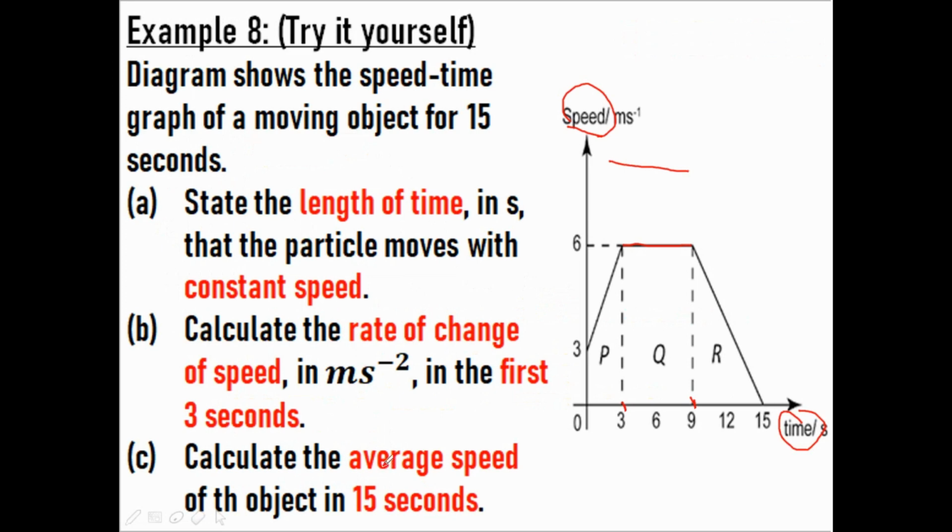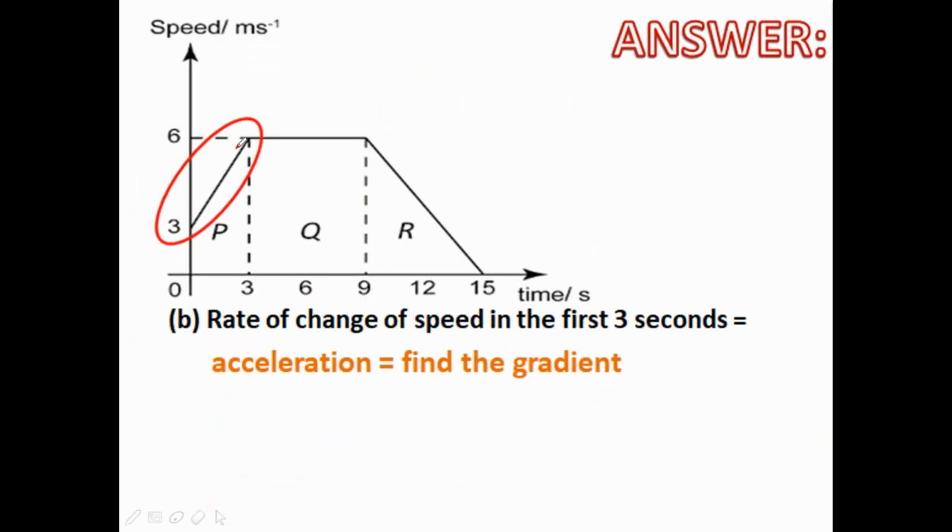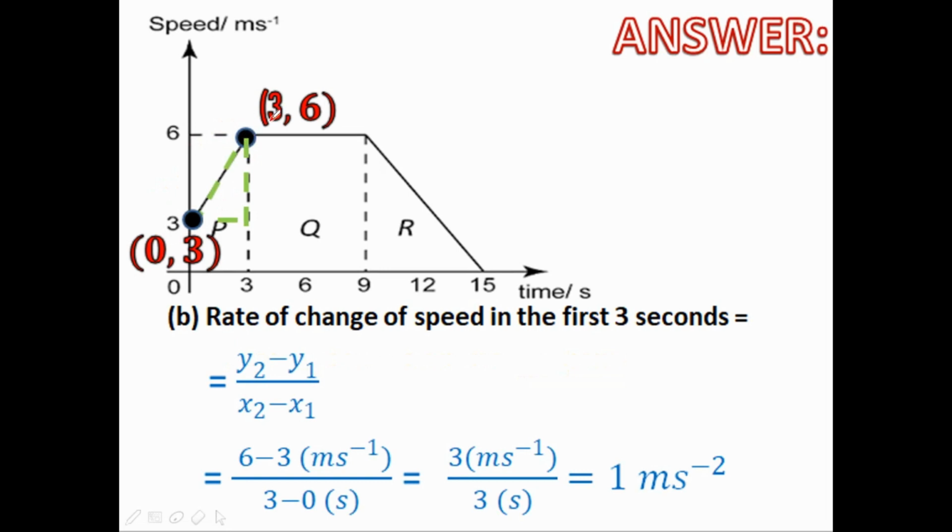Okay, B. Calculate the rate of change of speed in the first 3 seconds. This is a speed against time graph. To find the rate of change of speed, which is also acceleration, we have to find the gradient for the first 3 seconds. So you just focus on the first part here, P. To find the gradient, we must at least have 2 points. Let's say this point is (3, 6), and this point is (0, 3). The gradient is 6 minus 3 over 3 minus 0. You will have 3 over 3, which is 1 meter per second.